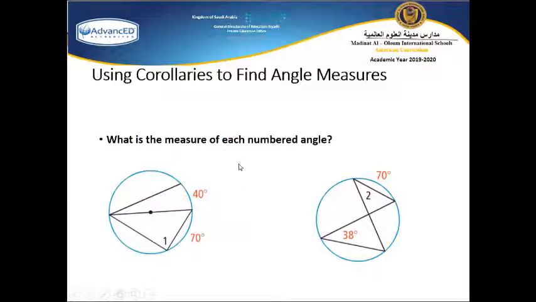What is the measure of each numbered angle? Angle 1: since angle 1 is inscribed in the semicircle, it equals half of 180. Then the measure of angle 1 equals 90. Measure of angle 2: since angle 2 and angle 38 are both inscribed angles intercepting the same arc, then both of them are congruent. Then the measure of angle 2 equals 38.